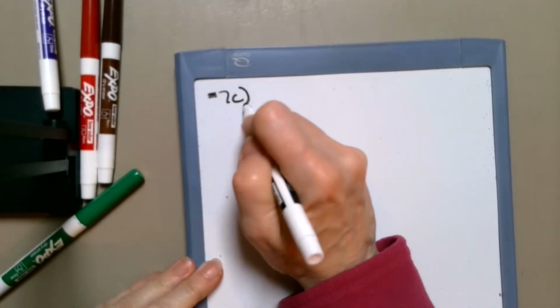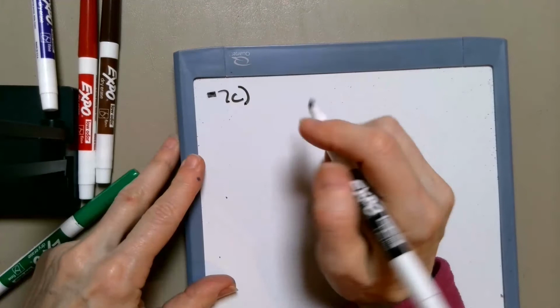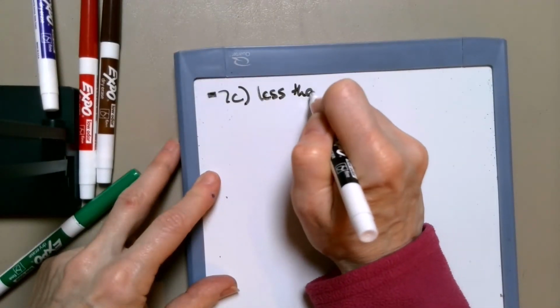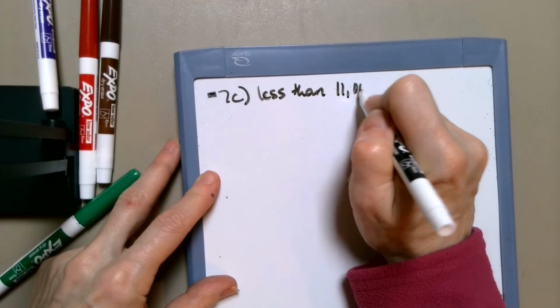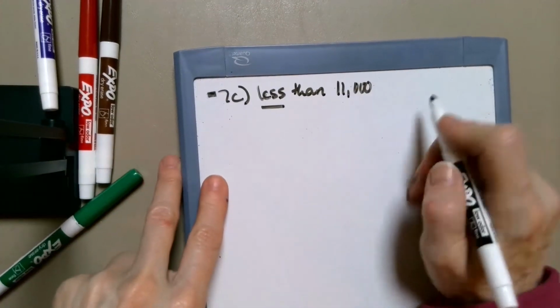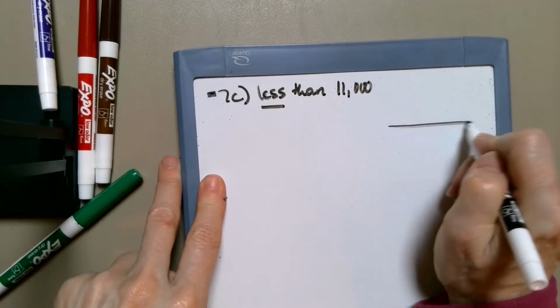In 7C, we want the probability the student makes less than $11,000. So "less than" is telling us where to shade when we draw the picture. So let's do that. Let's draw the picture.